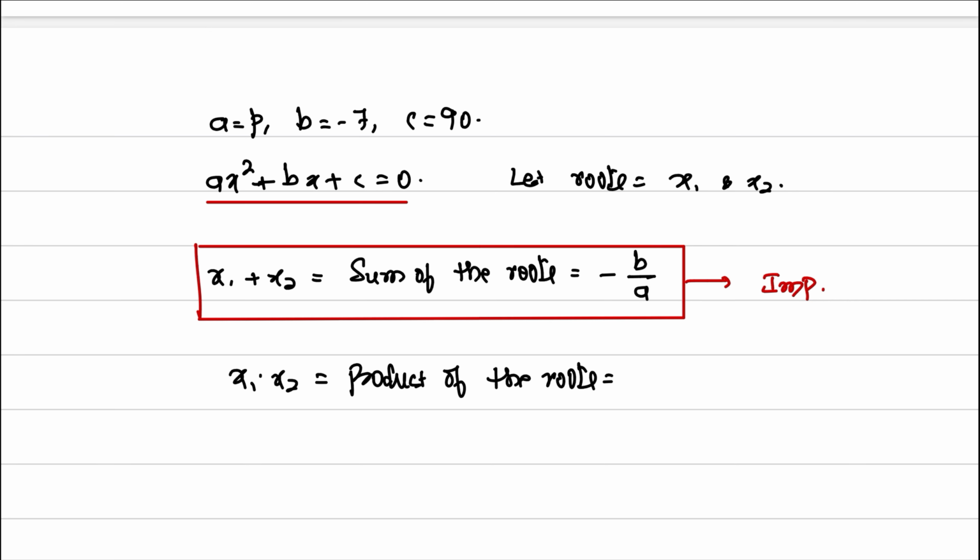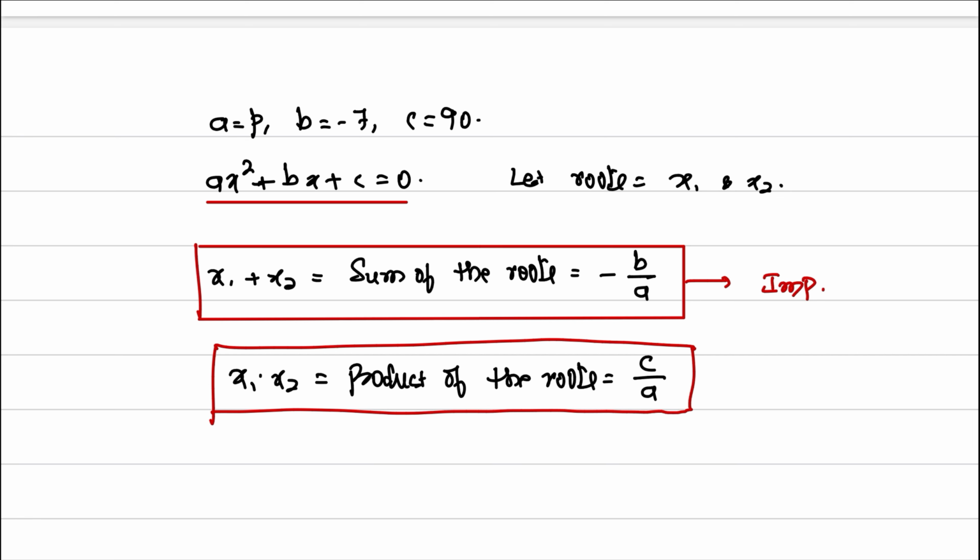Product of the roots is equal to c by a. Here please remember, there is no negative here. For the sum there is minus b by a, and there is no negative in the product. This is also a very important concept. Product of the roots is c by a, sum of the roots is equal to minus b by a.